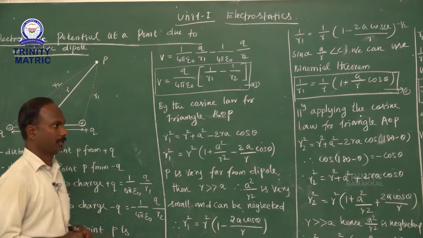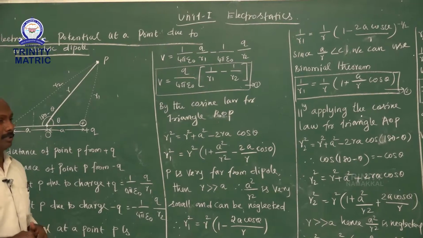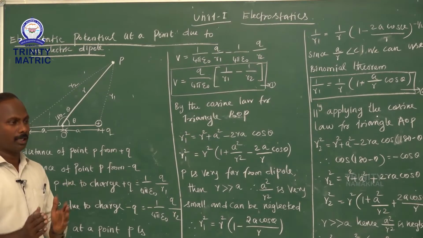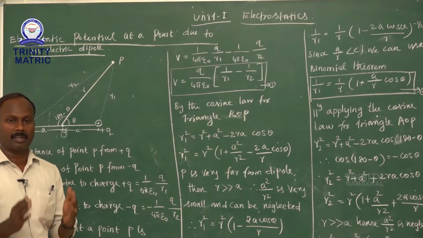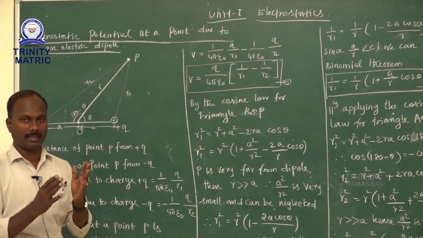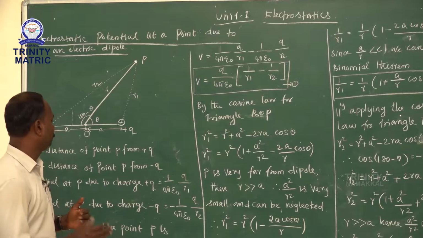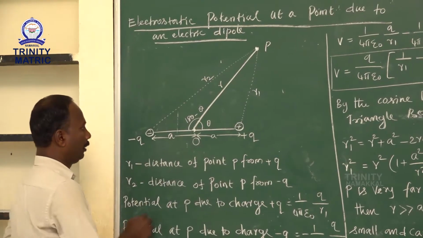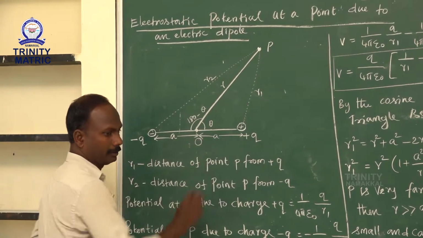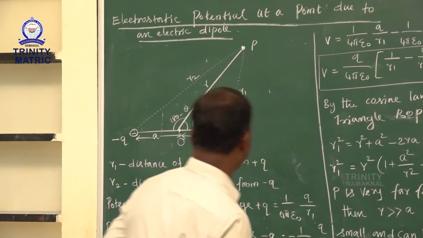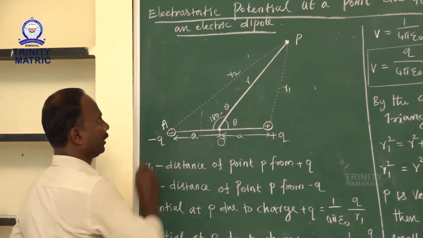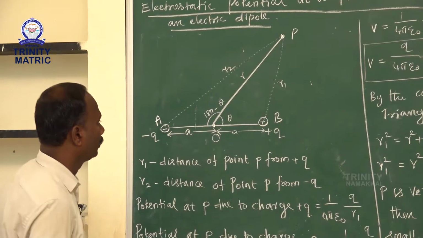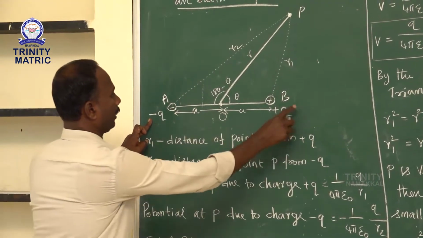Now we want to calculate the electric potential at a point due to an electric dipole. You know, two equal and opposite charges separated by a very small distance is called an electric dipole. Let us consider an electric dipole of minus q and plus q. The minus q is situated at point A and plus q at point B. This constitutes an electric dipole.